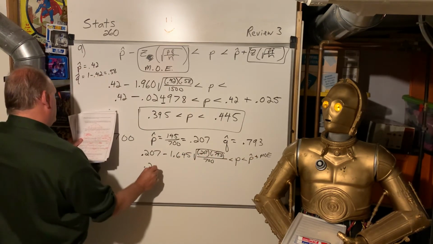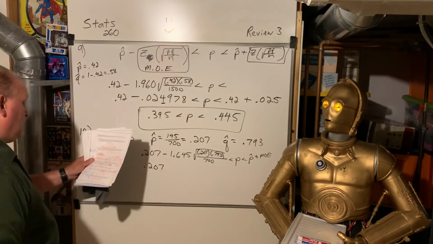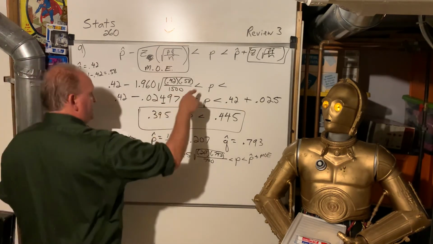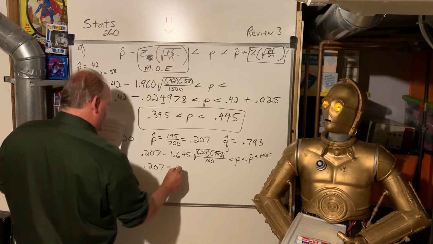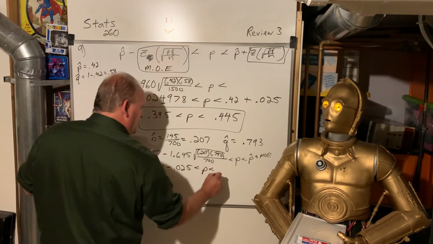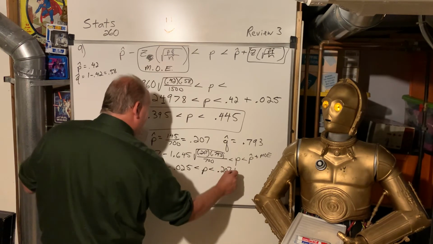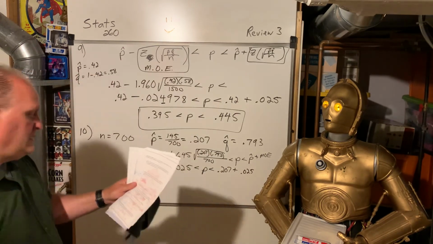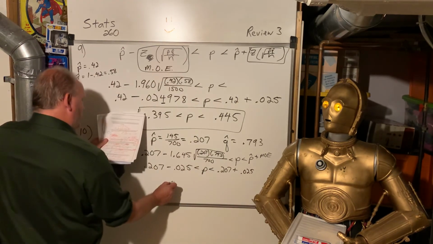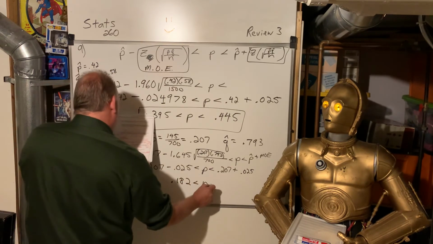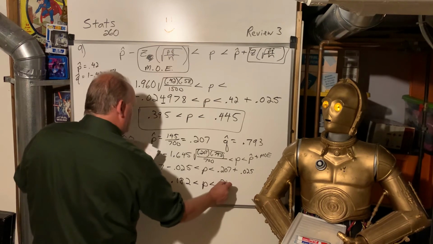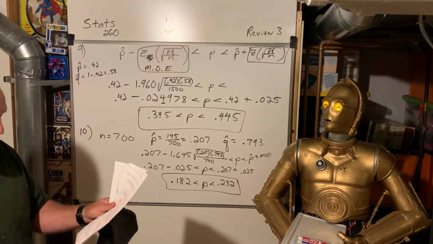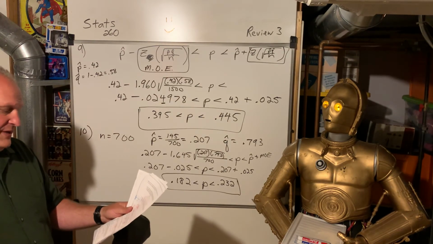So we do 0.207, and the margin of error works out to be 0.025. That's just coincidence. It's not always 2.5%. 0.207 minus 0.025 is less than P, which is less than 0.207 plus 0.025. All right. And so we end up with a confidence interval of 0.182, about 18%, to about 23%. And that is a 90% confidence interval about teenagers that play chess.